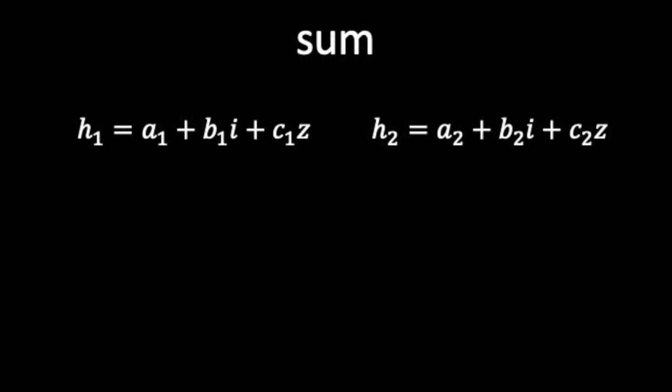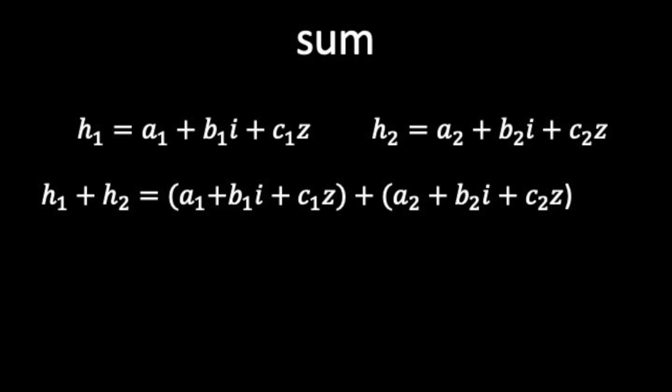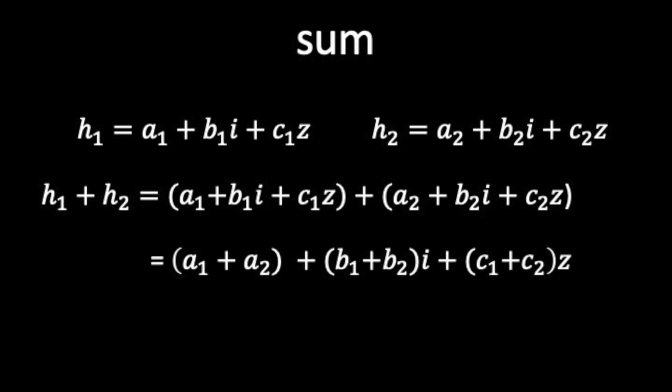Let h1 be a1 plus b1i plus c1z, and h2 a2 plus b2i plus c2z. The sum of h1 and h2 is as follows. We will add a1 and a2 separately, b1 and b2 as a coefficient of i, and c1 and c2 as a coefficient of z. As you can see, this results in a new hypercomplex number with a real part a1 plus a2, an imaginary part b1 plus b2, and a zero part c1 plus c2.